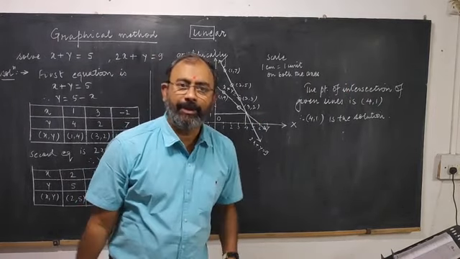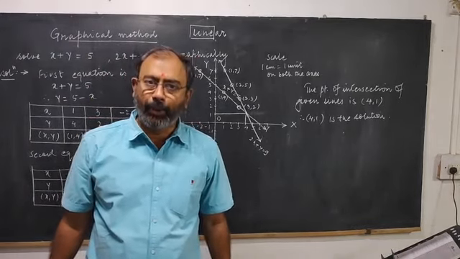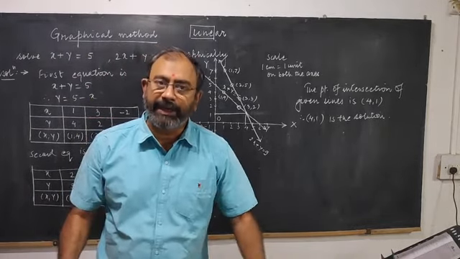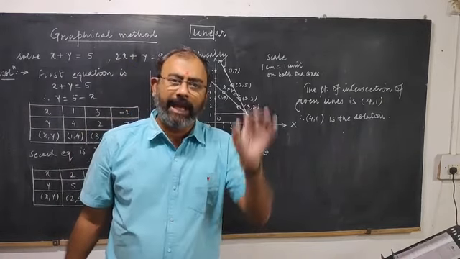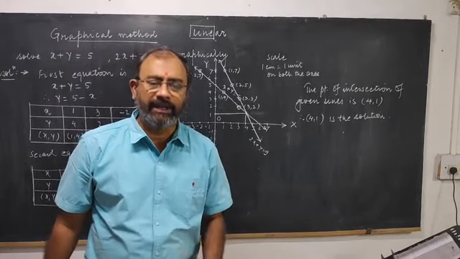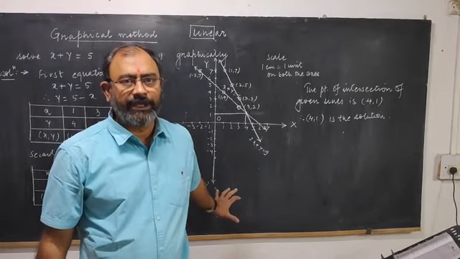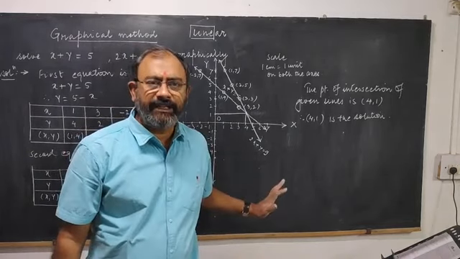Now, here I have drawn the graph on the blackboard, but you are provided a printed graph paper where you get every point accurately, and you get the point of intersection also accurately. This is the graphical method. Now all problems have to be solved exactly in the same manner.